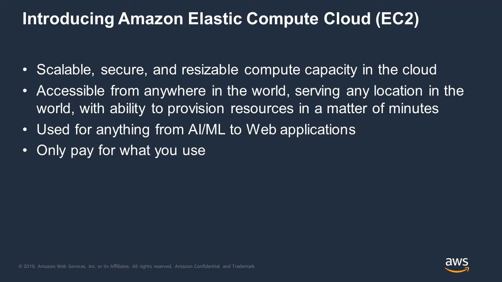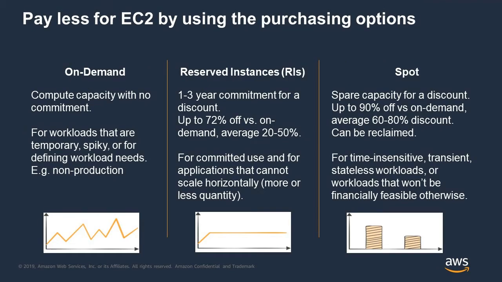EC2 is scalable, secure, and resizable compute capacity in the cloud. It's accessible from anywhere in the world, serving any location in the world, with ability to provision resources in a mere matter of minutes. It's used for anything from AI/ML to web applications, and also it's pay for what you use, so if you switch it off at night, you stop paying for it. You can pay less for EC2 by using the different purchasing options.